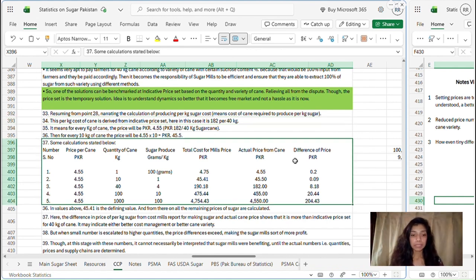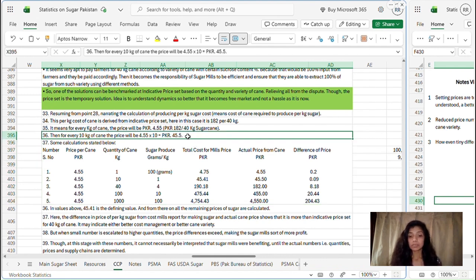Starting again. So last we spoke that for every 10 kg of cane, the price will be 45 rupees and 5 paisas. That means we were able to calculate this because we had the per kg price. When we have the per kg price, we can multiply with any number and get the price for 10 kgs or whatever number it is, 10 kg, 100. So now we had the per kg price and the subsequent number of kgs that we can multiply, and we are going to get the price for it.